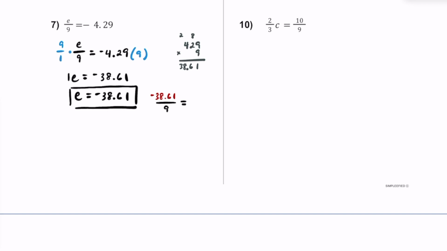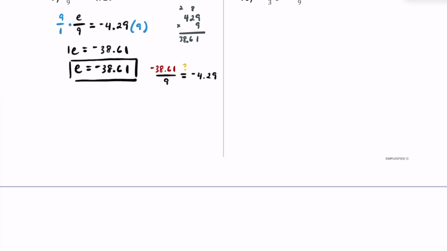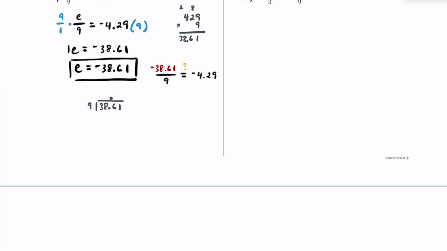And this should hopefully be equal to this negative 4.29. Okay, so if we do that, we should be doing some long division here just to check. So let's go ahead and take this 38.61, divide that by 9. The decimal can go right up here.